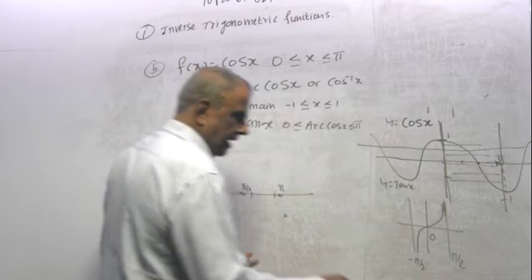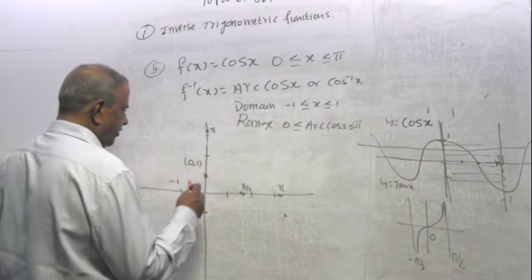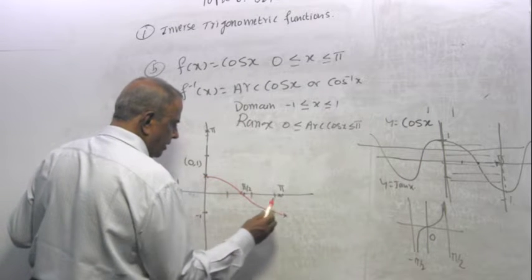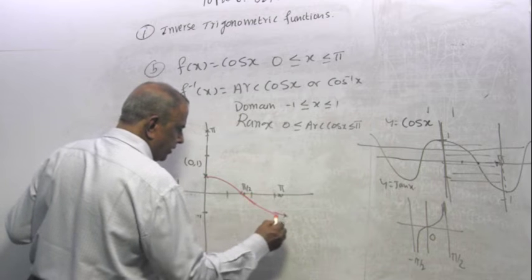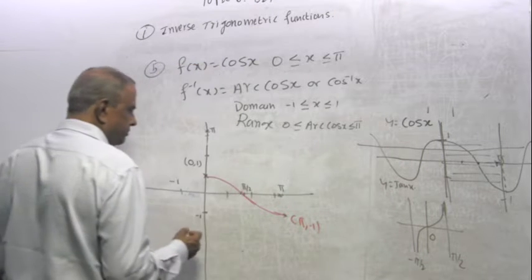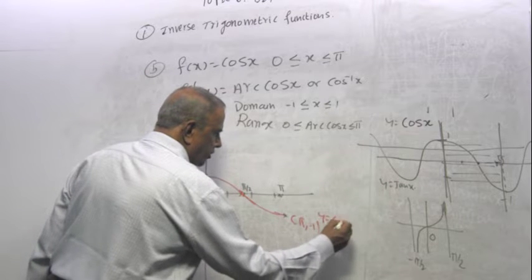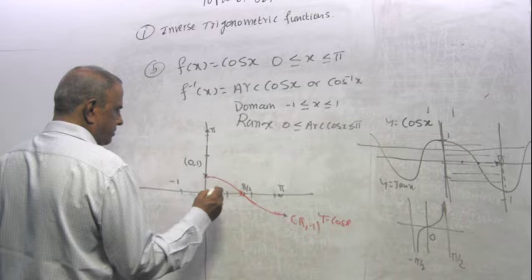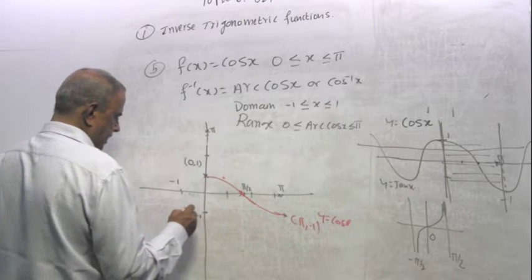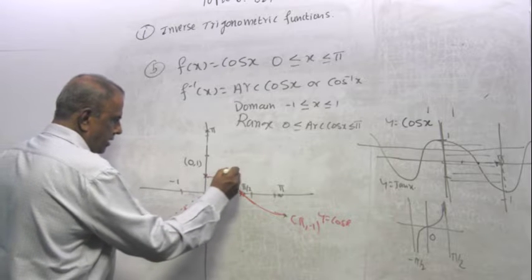So the graph of cos x, I use red. So the graph of cos x is like that. This is pi and minus 1, pi over 2 and 0. This is y equal to cos x. As usual, I'll take 1, 1. I'll take minus 1, minus 1. Draw the line y equal to x.